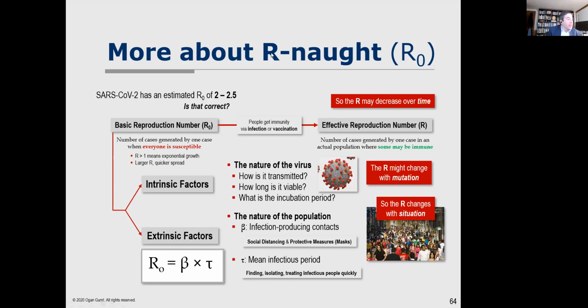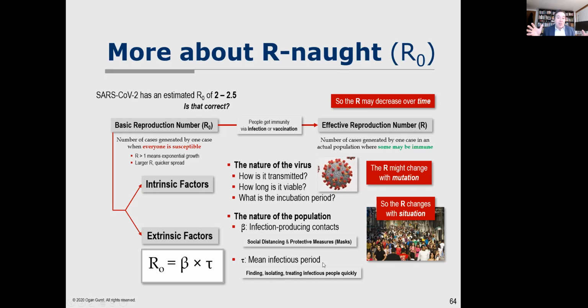The extrinsic factors relate to the nature of the population, which is related to the infection producing context and the mean infectious period, what we call the beta and the tau. I know that sounds a little complicated, but what I mean to say is social distancing and protective measures like masks affect this beta, how many people connected to how many other people and how closely are they. The tau is a time element, which is the mean infectious period.